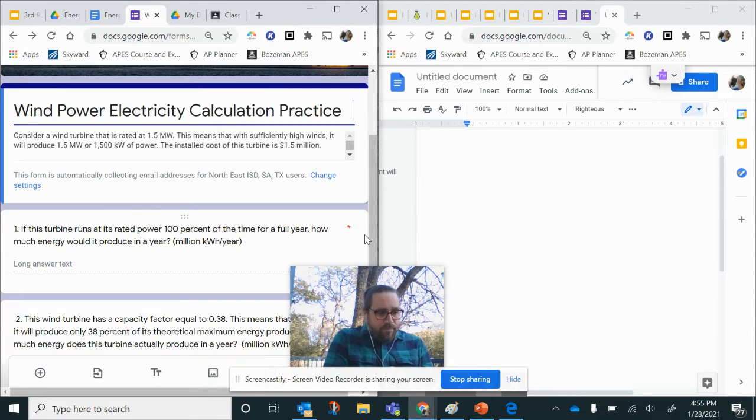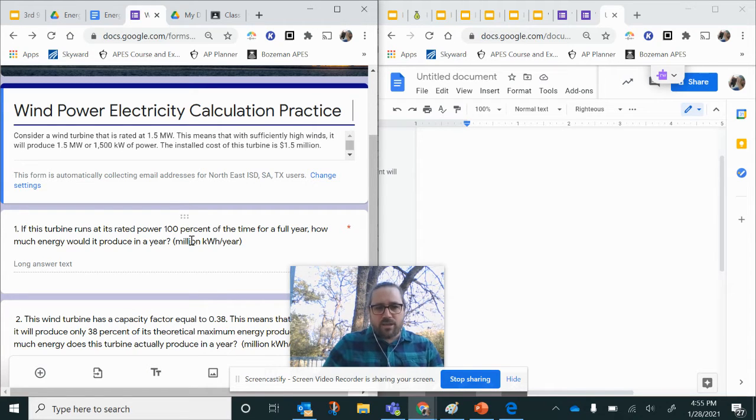If I'm filling up a bucket, I need to know two things. How fast is the water flowing out, and how long am I filling up that bucket for? And that will tell me the amount. We measure amount, quantity of energy, in kilowatt hours. So this turbine runs 100% of the time for a full year. That's extra information. How much energy would it produce in a year? That tells me quantity. So my brain should be: quantity is kilowatt hours.